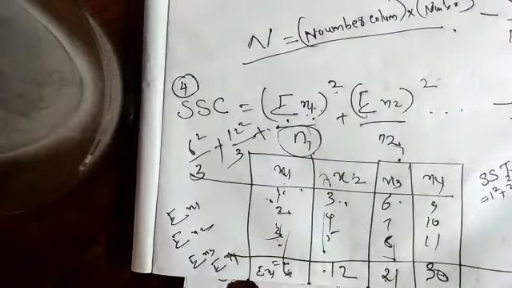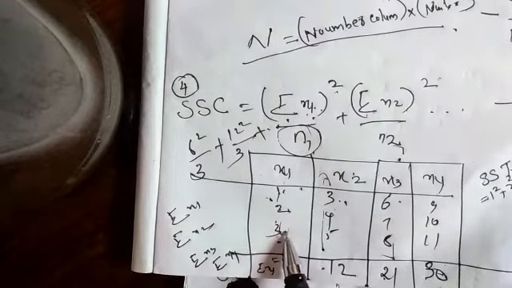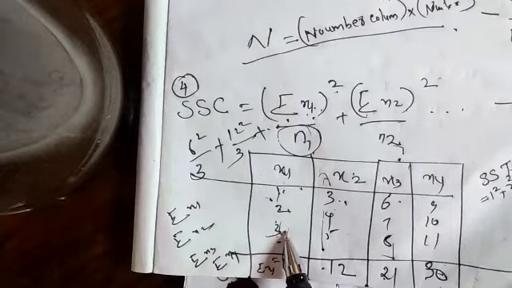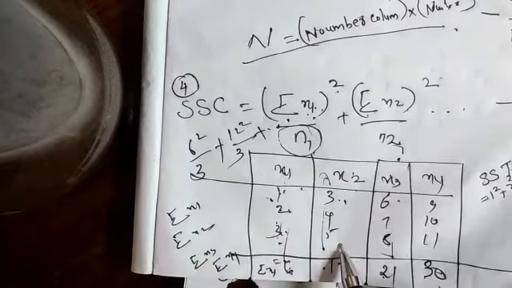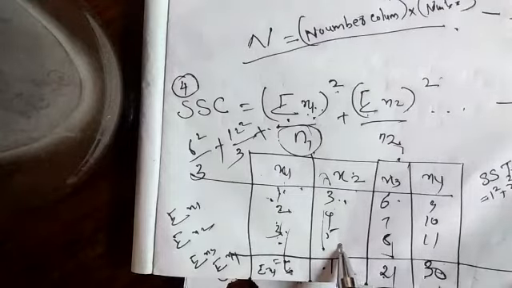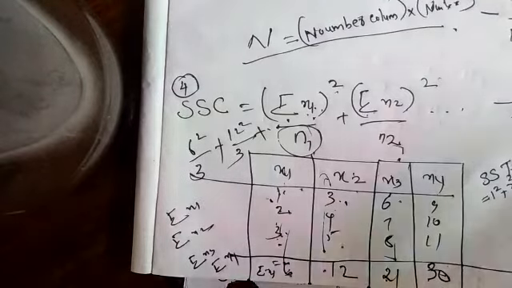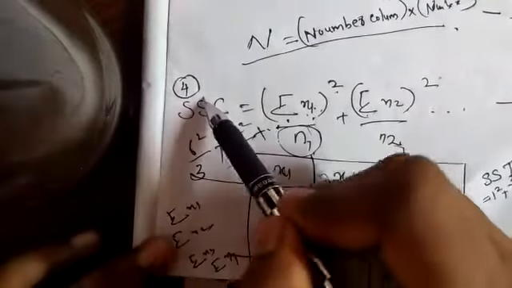And you take sigma x1 square divided by n1. n1 is the number of observations in that column. So here 3 observations, so sigma x1 square divided by 3. Next sigma x2 square divided by the number of observations. It is also 3 here, so you write sigma x2 square divided by 3. Similarly you can proceed.